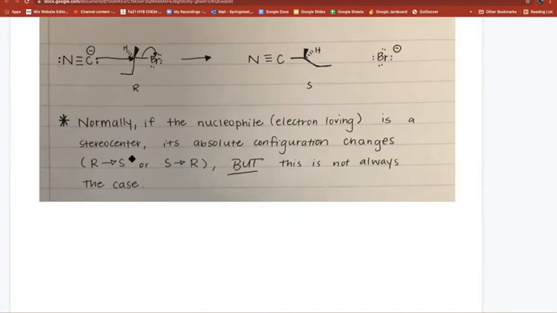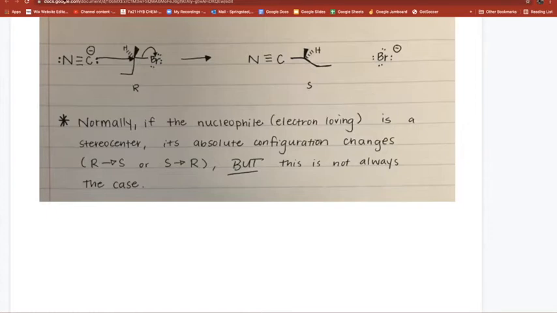Oh, and I'll talk more about this later. Usually if you have a stereo center on the carbon with the leaving group, if it's R, it normally will become S, but not always. It depends on your nucleophile and your electrophile. But there is always an inversion of configuration, we say, but it doesn't necessarily go from R to S or S to R.